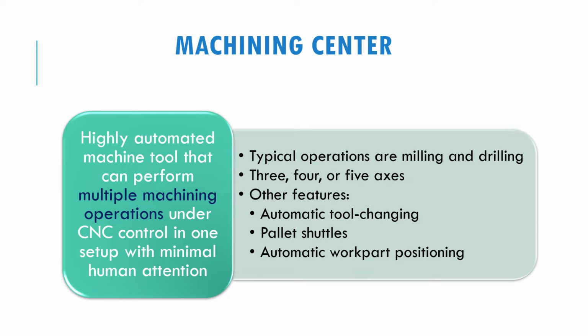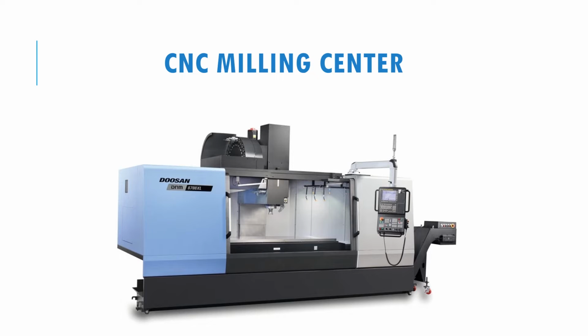So let's see the types of machining centers. Among them is the CNC milling center, where all the milling operations can be performed. For example, face milling, end milling, contour milling, and all types of milling processes can be performed in just one setup in the machining center.